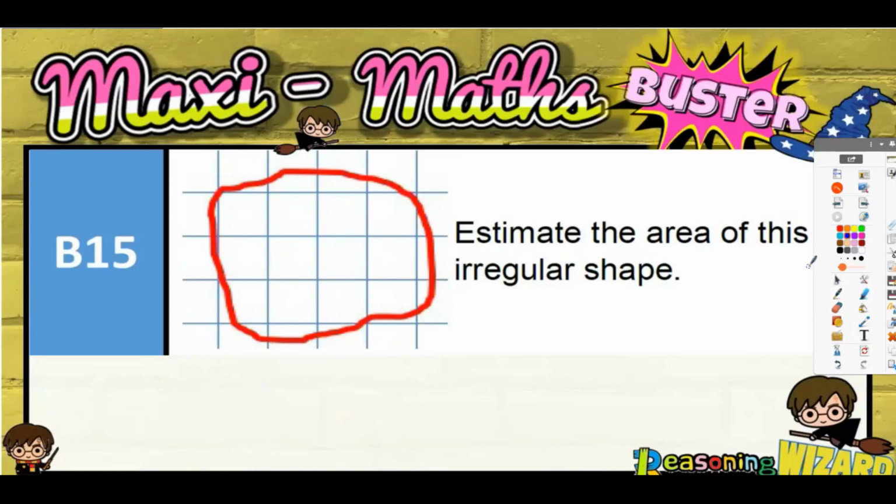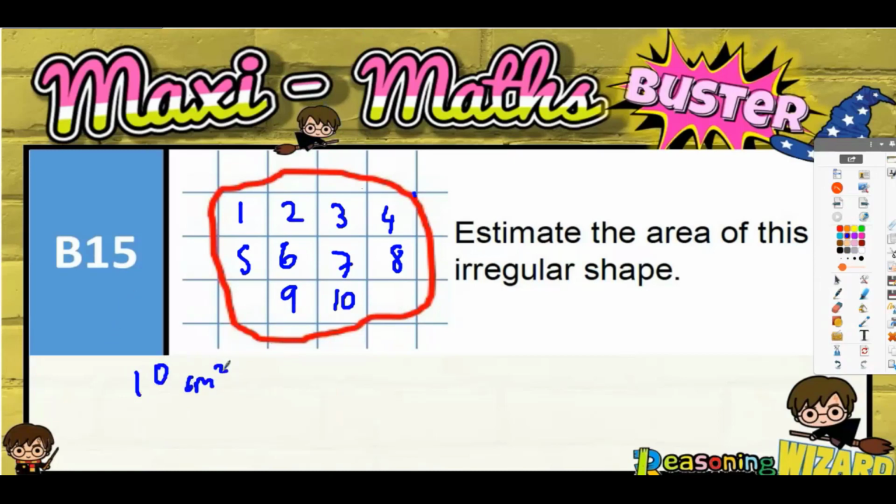Question 15, estimate the area of this irregular shape. So the first thing you do is count the whole squares or nearly whole squares. So 1, 2, 3. This is nearly whole apart from this blob in the corner. So 4, 5, 6, 7, 8, 9, 10. So we've got 10 centimeters squared.